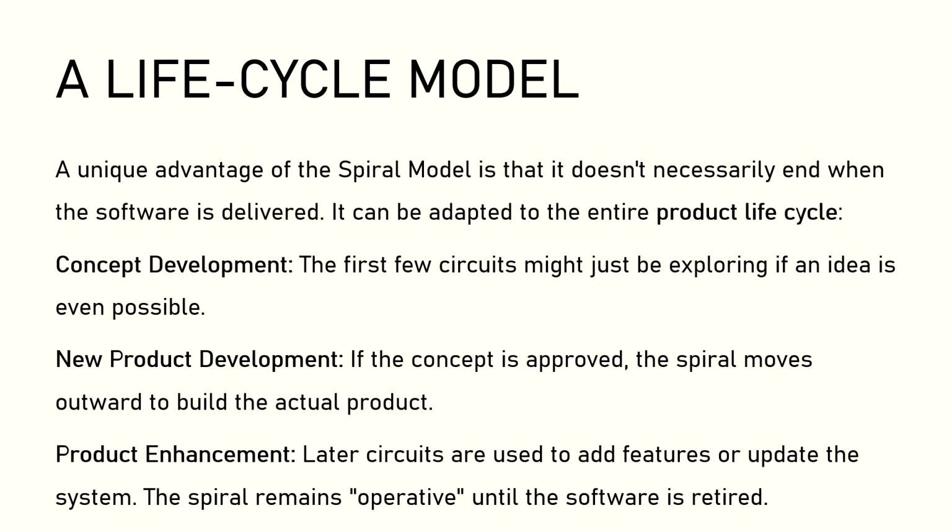If the customer wants a product enhancement 2 years later, you don't start a whole new project from scratch. You just start a new circuit in the spiral. It stays active until you need it, and then it guides the update process. And as the last point of the slide says, the spiral remains operative until the software is retired.